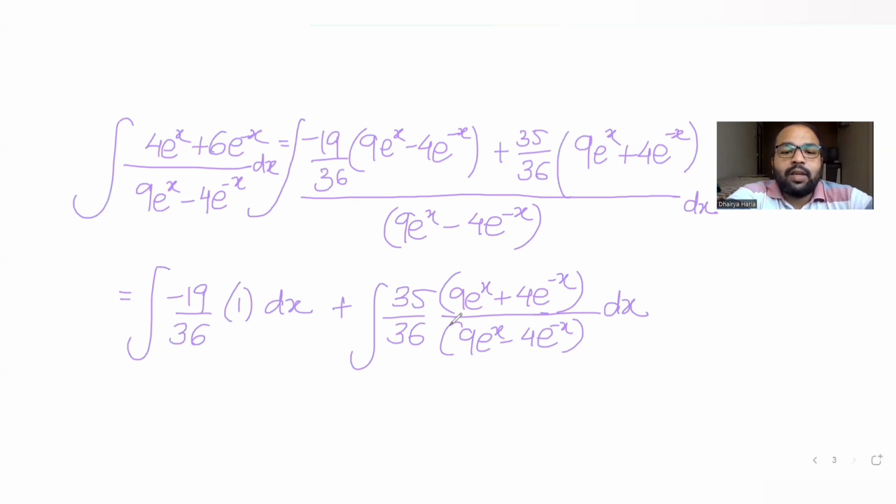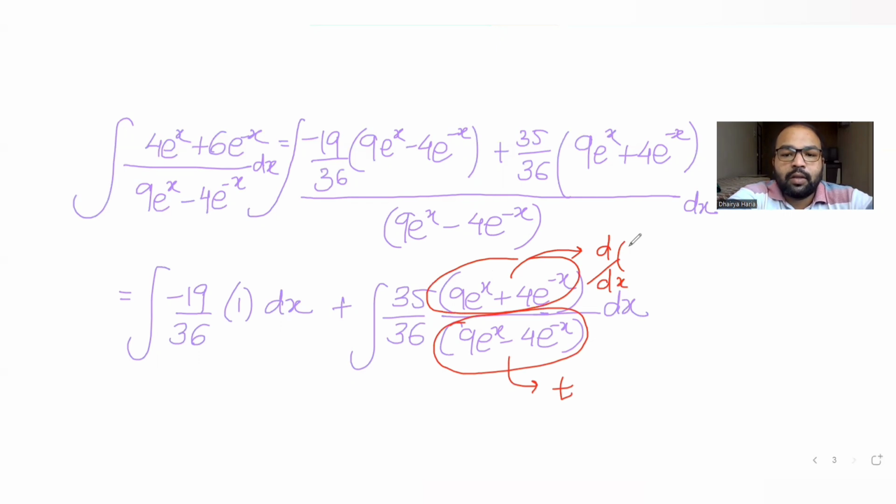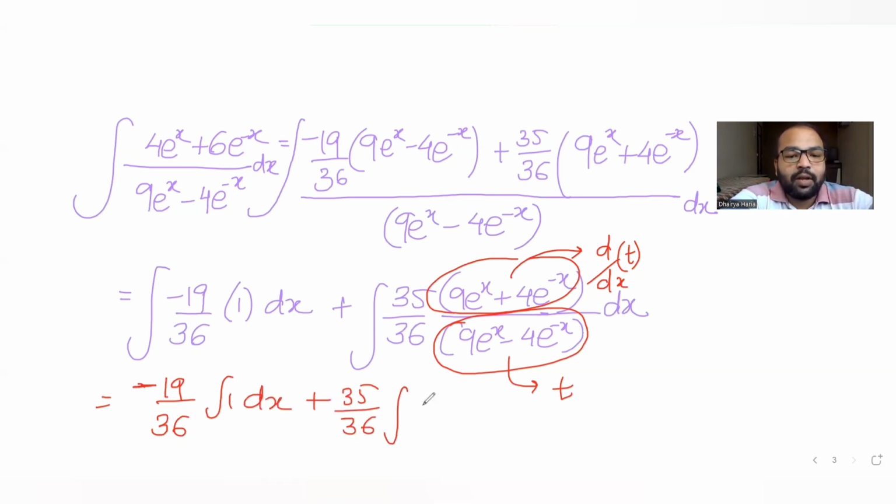Now, I can see if I put this as t, this is nothing but the derivative of that t. Right? So I can see a derivative upon a function term is present. So if I put this as t, this is the derivative of that. So I can write this entire thing as minus 19 by 36 integral 1 dx plus 35 by 36 integral of 1 by t dt. That gives me log of t.